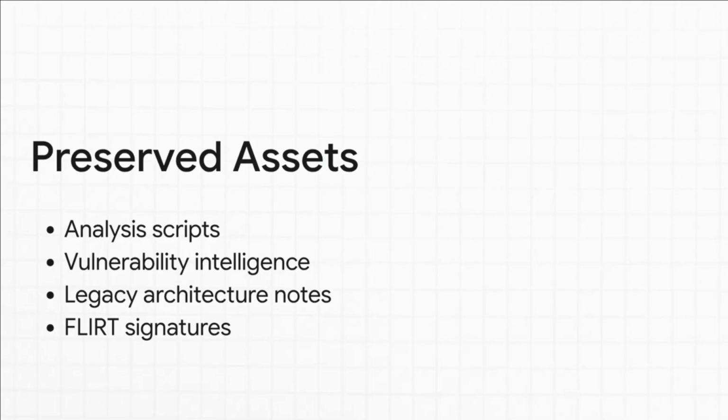So what exactly goes into this vault server? It's much more than just exporting a final PDF report. You're archiving the underlying assets. Custom automation scripts, deep vulnerability intelligence, notes on completely undocumented legacy architectures, and approved FLIRT signatures. That way, if a legacy system is attacked, say 5 years from now, future analysts don't have to start their investigation from zero. They can instantly leverage years of historical intelligence.